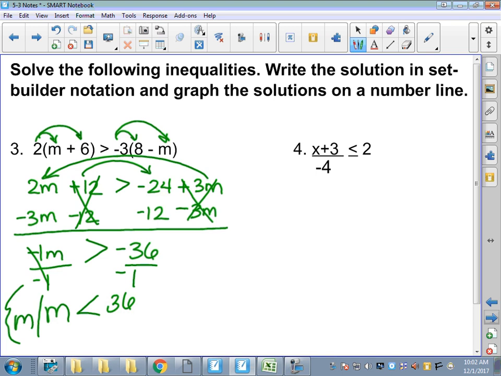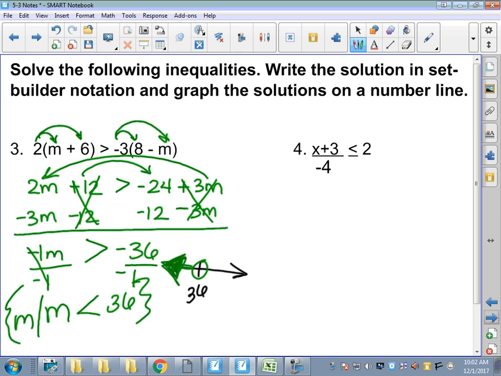Put your variable out in front, set builder notation. For my number line, I'm going to have an open circle at 36, and I'm going to shade to the left. These are all the numbers that are less than 36. They go to the left.